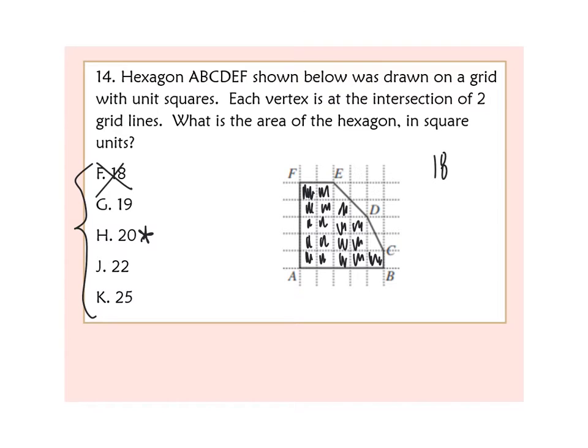Then I have what looks like a half box, and then these two together might give us one more. So it looks like it's going to be 20. Definitely can't be 22, definitely can't be 25. Can't be 19 because this right here would have given me 19, so 20 is the best option.